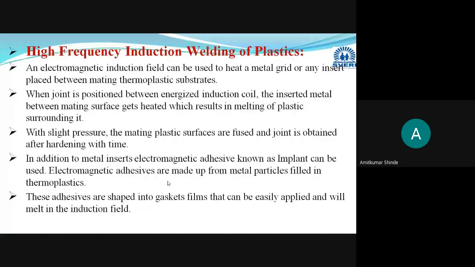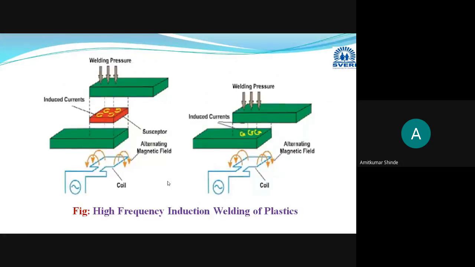One by one, we'll start. This is high frequency induction welding, the first type we will try to learn. First, we will learn the working principle of this welding. And then there are different types depending on the use of the material, how the material is placed, or how the joint is obtained. This is the simple high frequency induction welding.